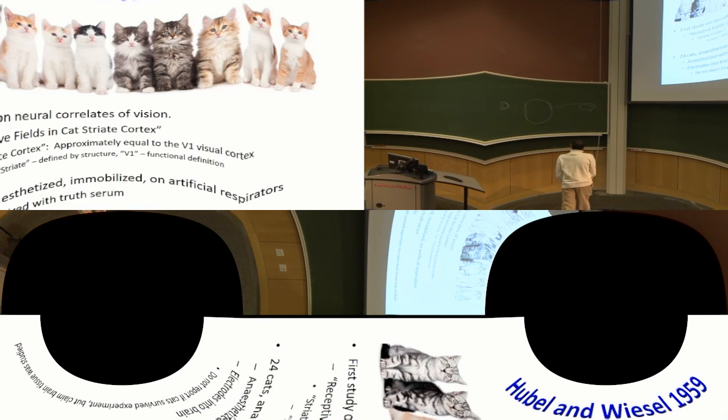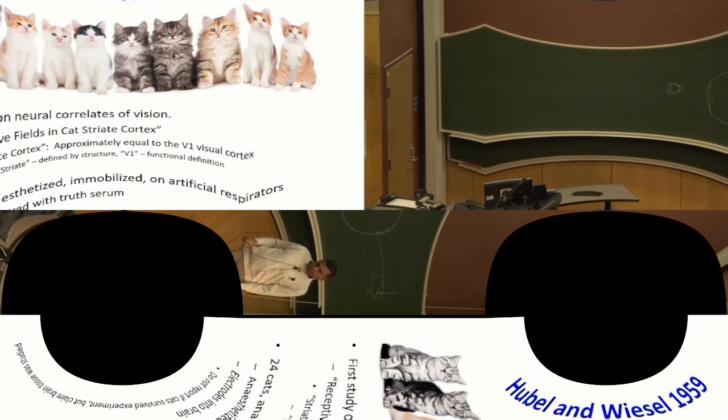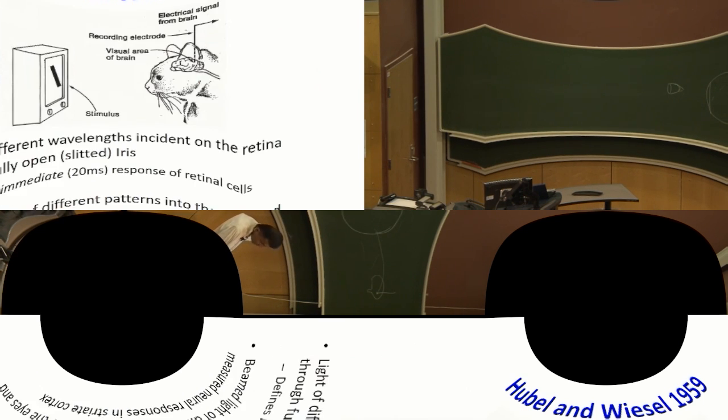So the way they did it was they would stick electrodes that looked at specific neurons in the cortex. And that specific neuron is not just connected to one cell over here. This neuron is actually connected to a region of your retina.